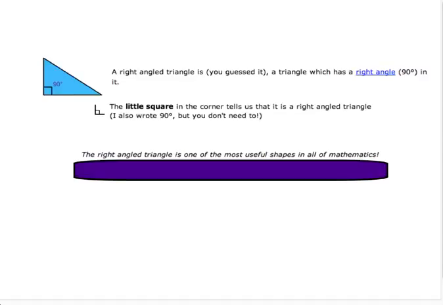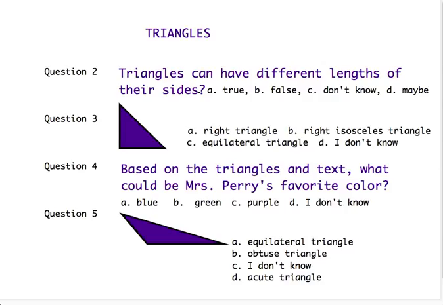Here's another page that talks a little bit about a right-angled triangle with a reminder about the square in the corner. I did write 90 degrees, but you don't need to. Anytime you see this little square in the corner, that means it's a right-angle triangle. Now, push pause on the video again if you need to, and review these last 4 questions. Put them on the same page as question 1 in your journal and answer them.